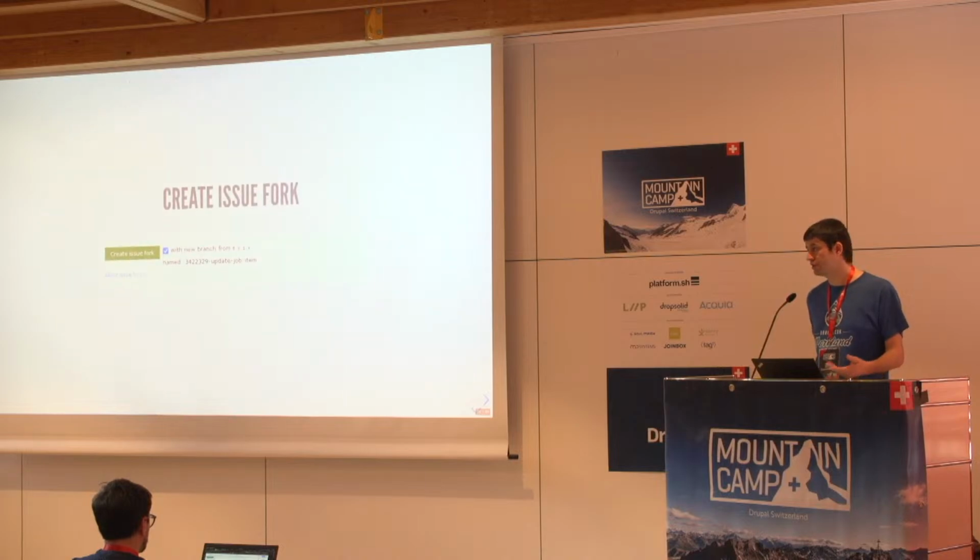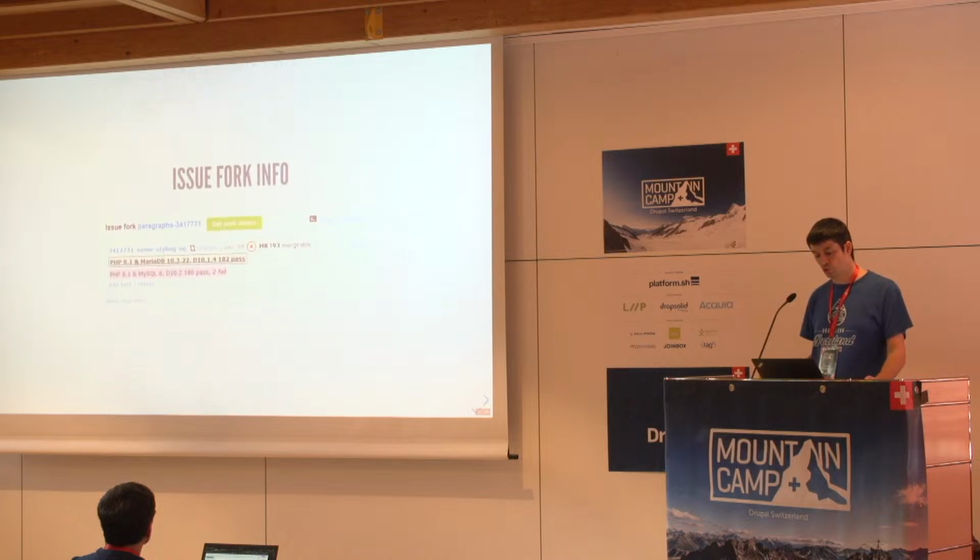So the way this works is that when you have an issue that doesn't have an issue fork yet, you have this user interface, this widget. And it's very simple, you just have a button to create the issue fork. Optionally, you can also create a branch for you, and you can adjust the name if you want to.